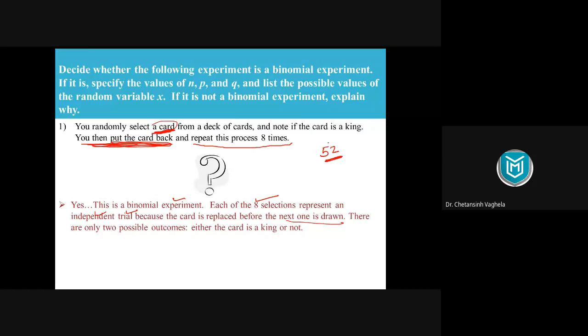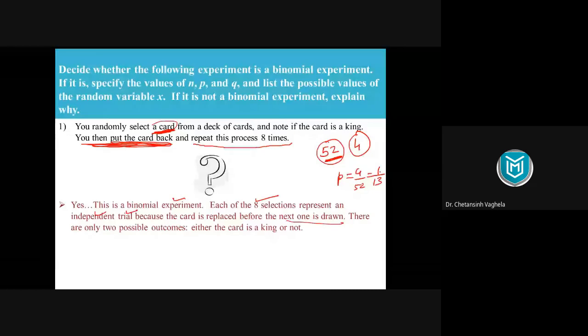In each and every suit we have a single king. That means out of those 52 cards we have 4 kings. So if I'm finding the probability of getting a king from those 52 cards, then the probability will be 4 by 52, that will be 1 by 13. Now that probability will remain the same for each and every trial.